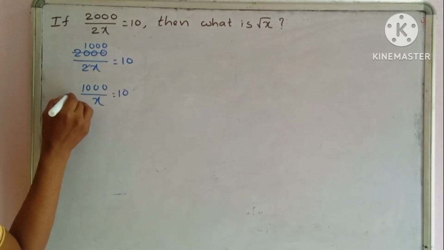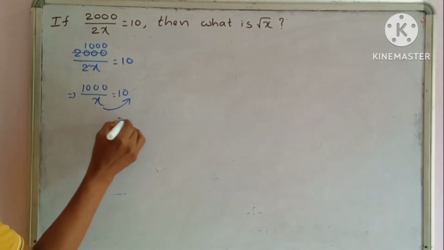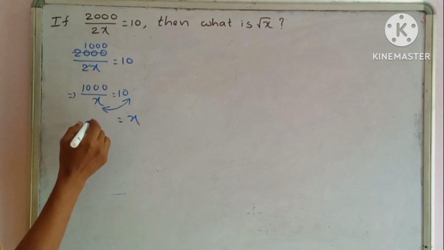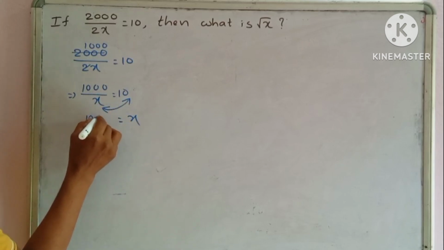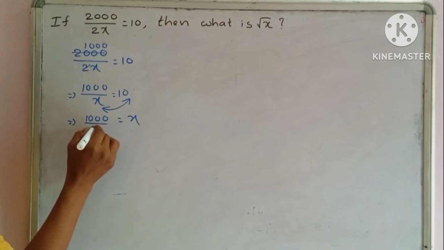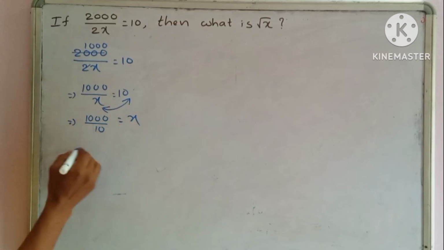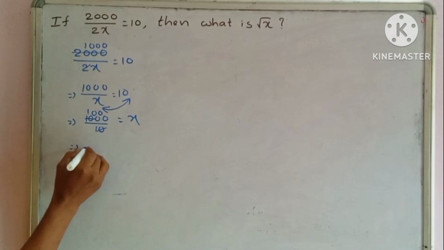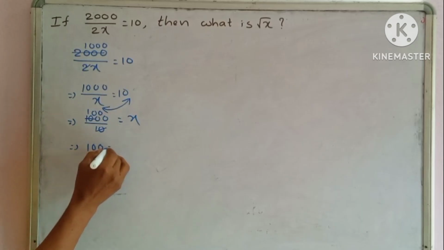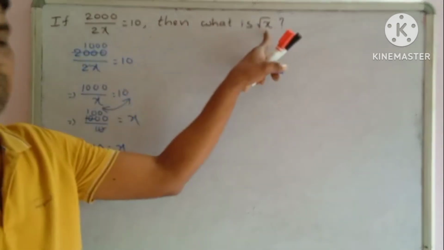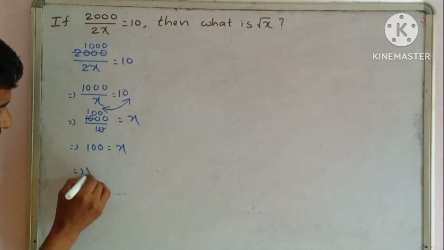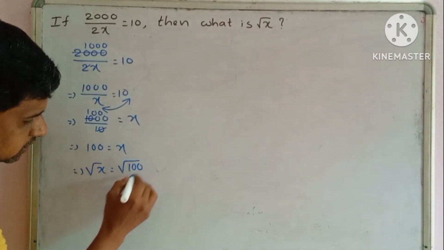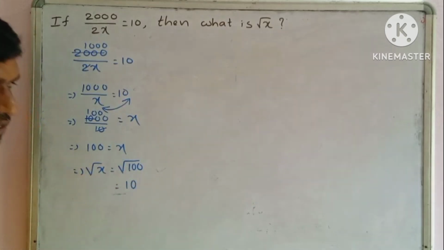Okay, see now carefully, x transpose to the left side, 10 transpose to the right side, divided by 10, so 1000 by 10 equals x. 10 ones are 10, 2 zeros, so 100 equals x. But I want root x, so square root of x equals square root of 100. Square root of 100 value how much? 10.